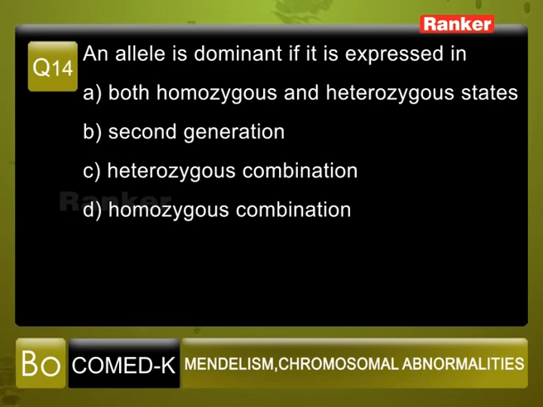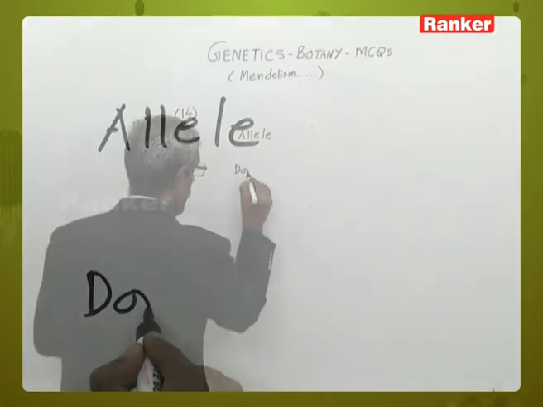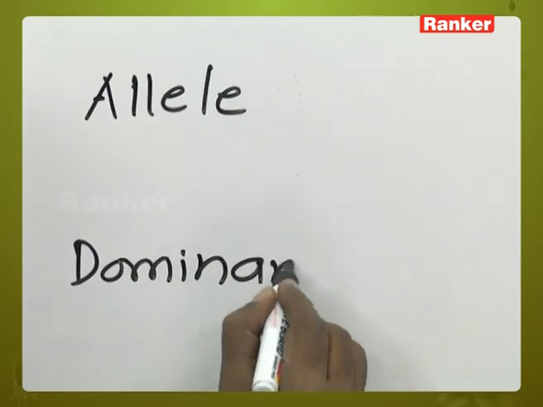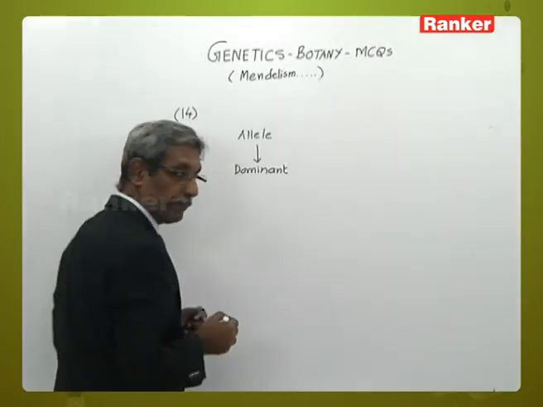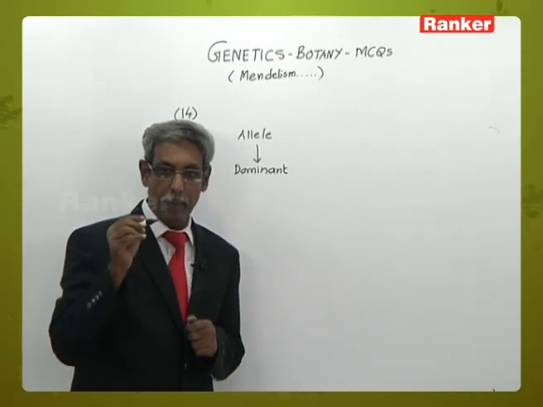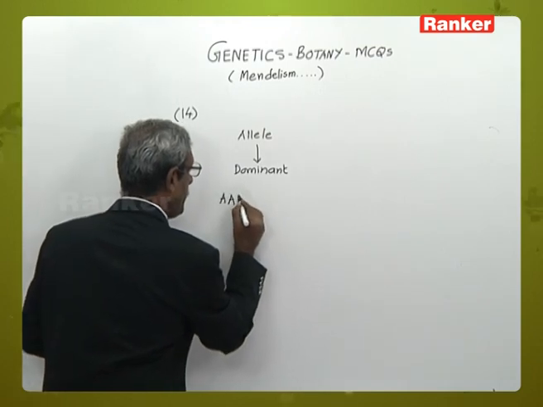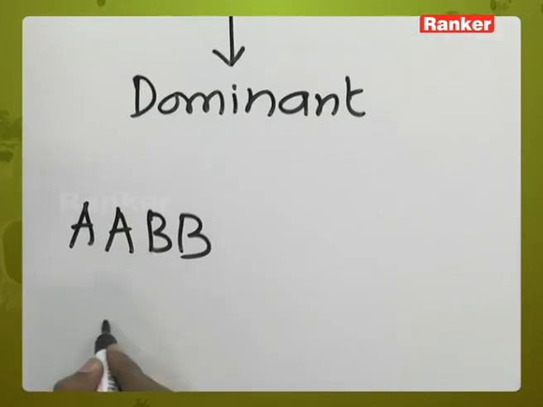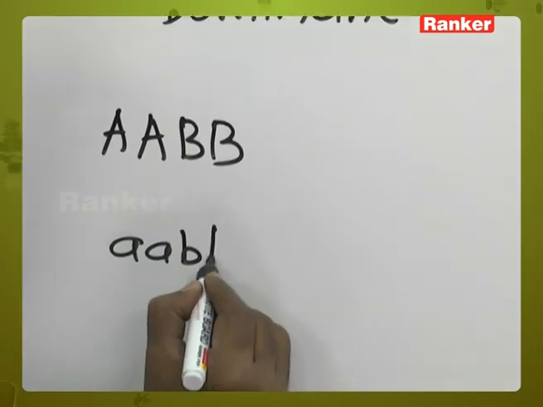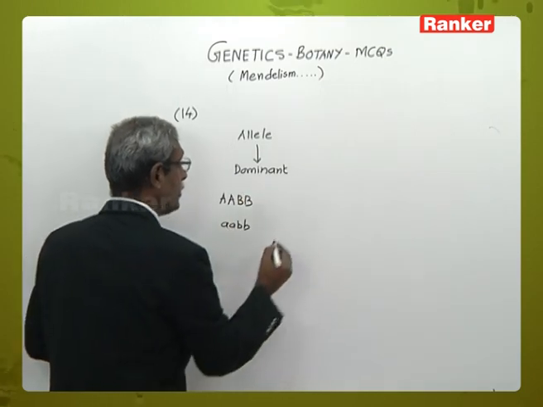If an allele, that is a pair of contrasting characters which is represented by alphabets in the genetic notation, is dominant, if an allele is dominant, it should be both in the homozygous state, that is as capital A, capital B, or as small a, small b, as well as it should also be dominant in the heterozygous state.